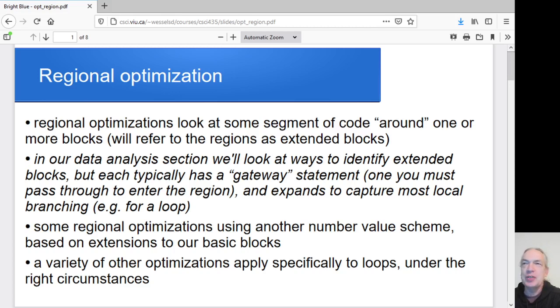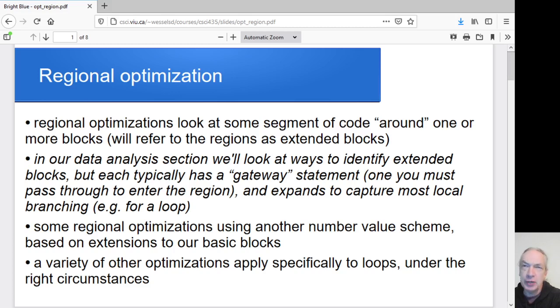So the most obvious situation for this would be to say, well, if we've got a little bit of code setting up for a loop, and then we've got a loop, then it's entirely possible we want to treat that as one region, because logically, all of the information belongs together. It's all interrelated, and so we would like to somehow expand our analysis to include these extended blocks. So that's the goal next.